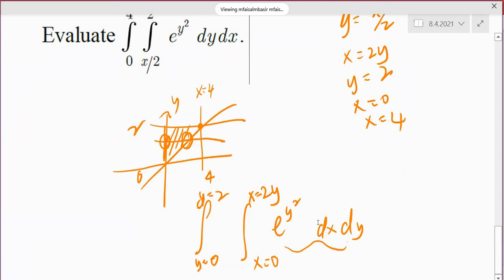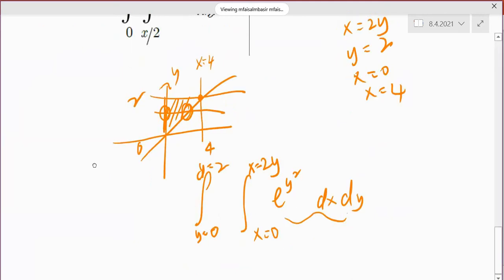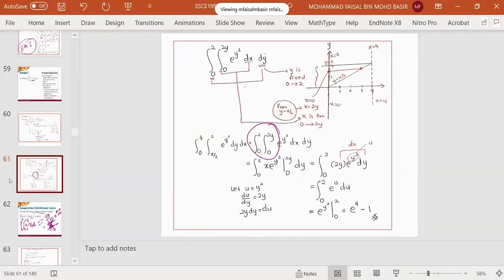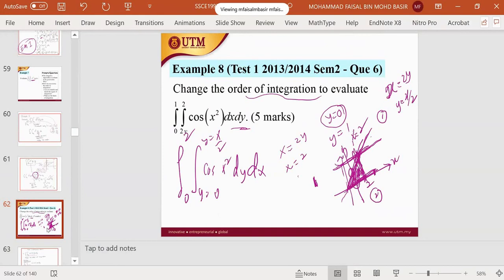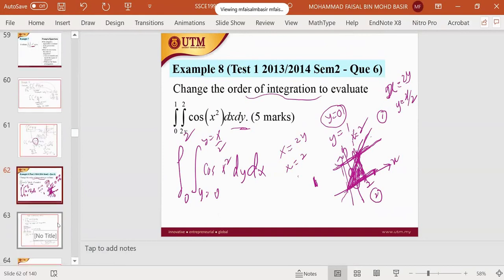Is it okay? Any question? And then I just leave it to you to solve this. Remember, integrate inside first, and then put the limit, and then integrate outside. Okay.